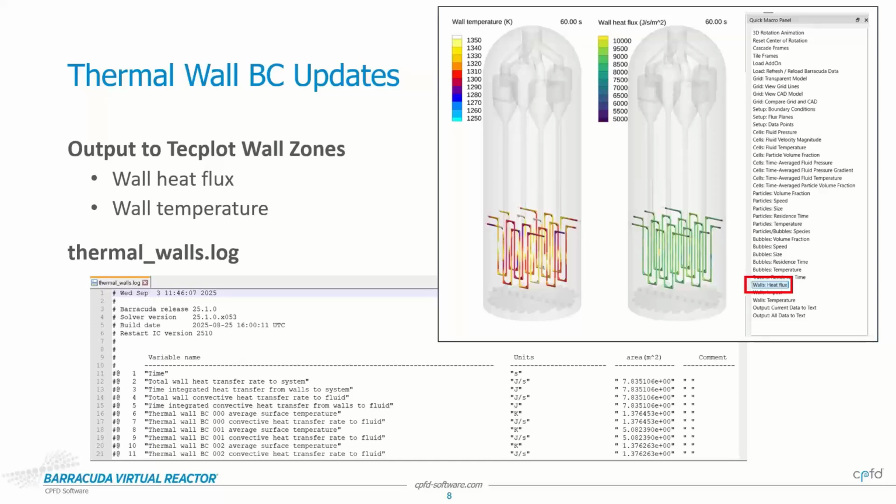Secondly, text-based data for thermal wall BCs has been moved to a new dedicated output file called thermalwalls.log. This file contains information about the total heat transfer from all thermal walls, as well as average surface temperature and heat transfer information for each thermal wall BC.